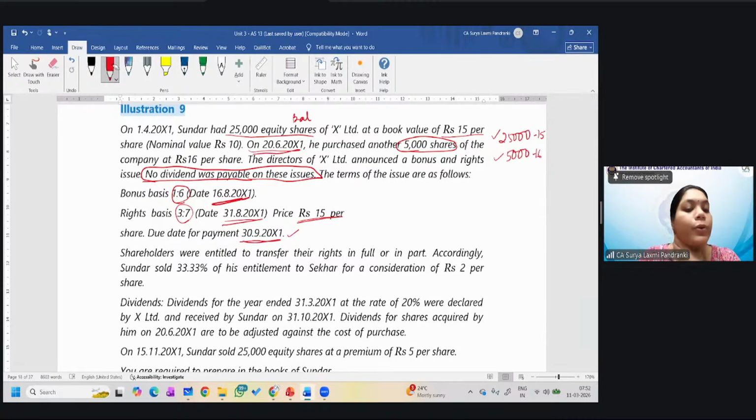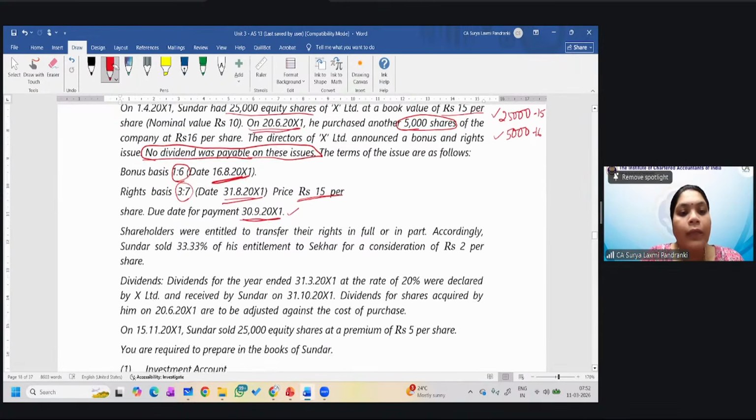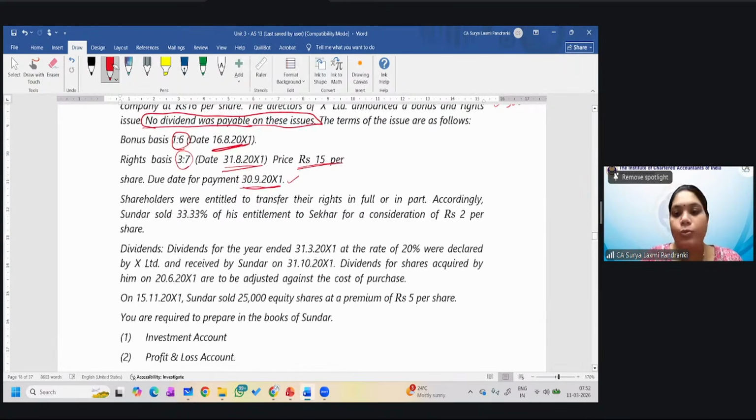Done. Now you had a rights issue, and then what did the shareholders do? The shareholders were entitled to transfer the rights in full or in part. Which means, in a rights issue, you have a right to purchase at 15 per share. If you want, you can utilize that right, or you can also sell that right to someone else.